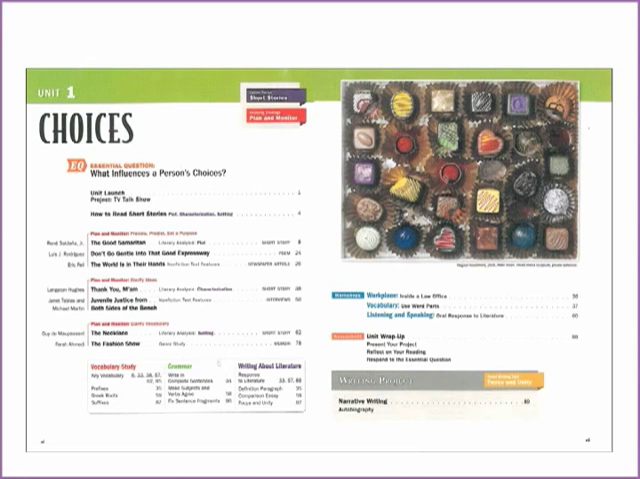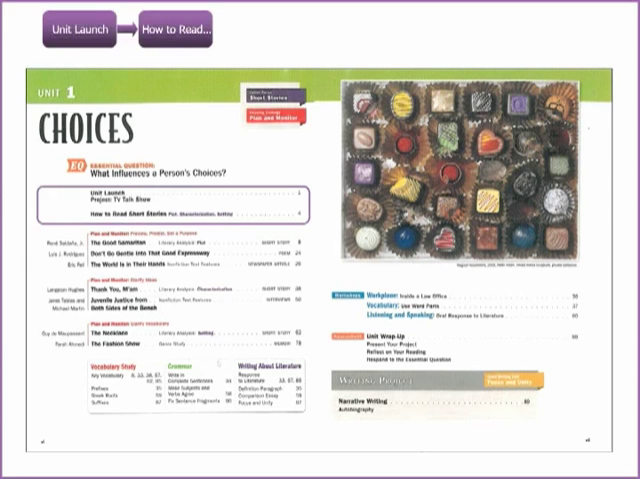Alright, now let's look at the instruction in each unit. We will focus on the instructional path for levels A, B, and C, but when there are differences that apply to fundamentals, I will mention them. We will go into greater detail about the fundamentals in Module 2, Teaching Success with the Fundamentals. Each unit begins with the unit launch and how to read lesson.